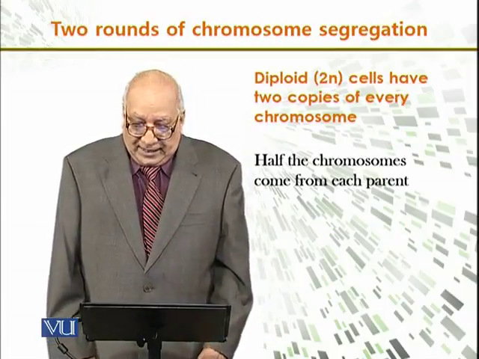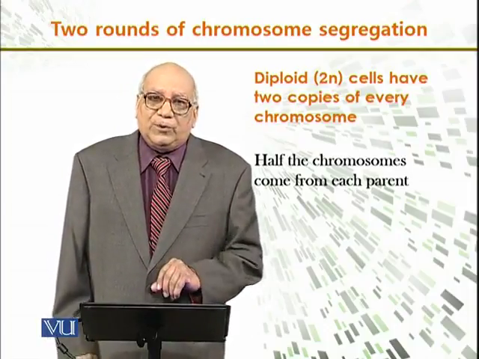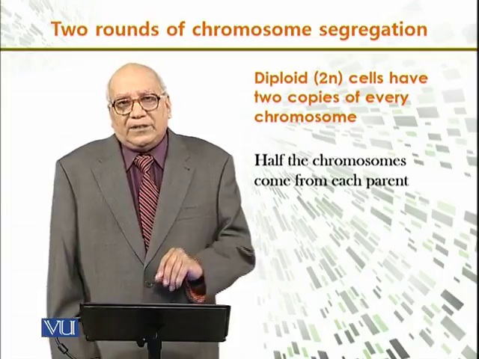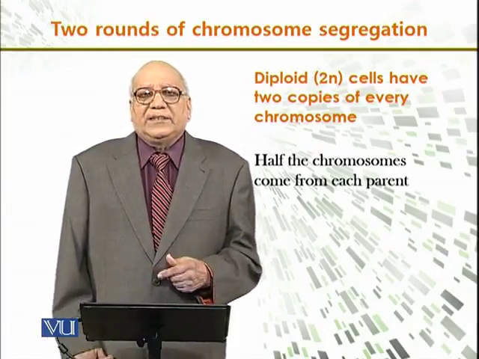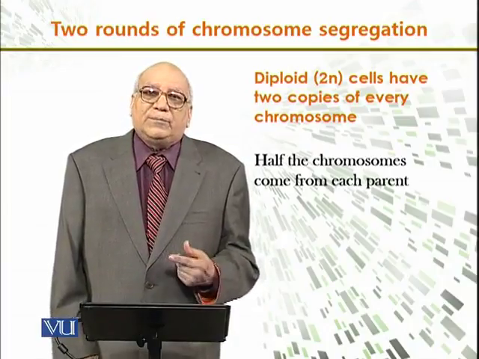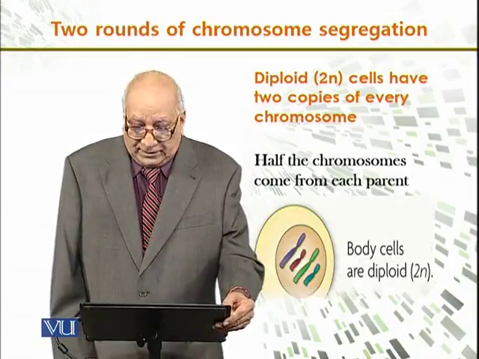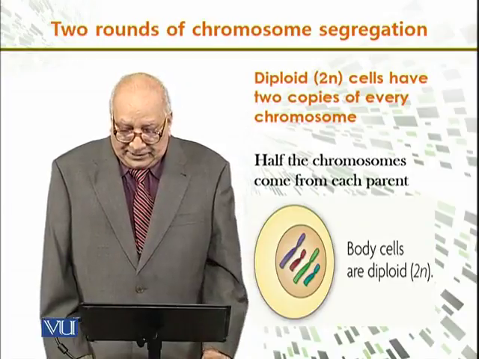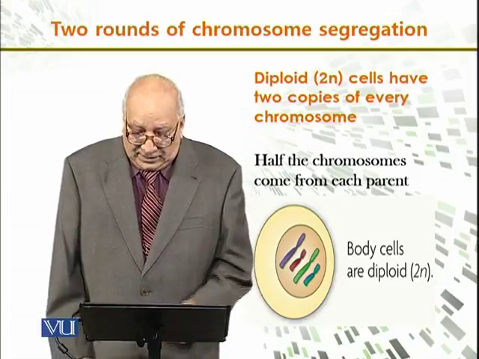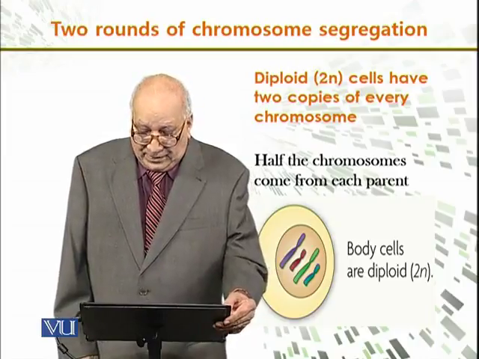Now diploid cells have 2 copies of every chromosome. As you know, chromosomes are responsible for the genetic characteristics of every organism. And half the chromosomes come from each parent, through sexual reproduction. Just like this, the body cells, the diploid, have 2 copies. You can see the blue and red, green and blue.